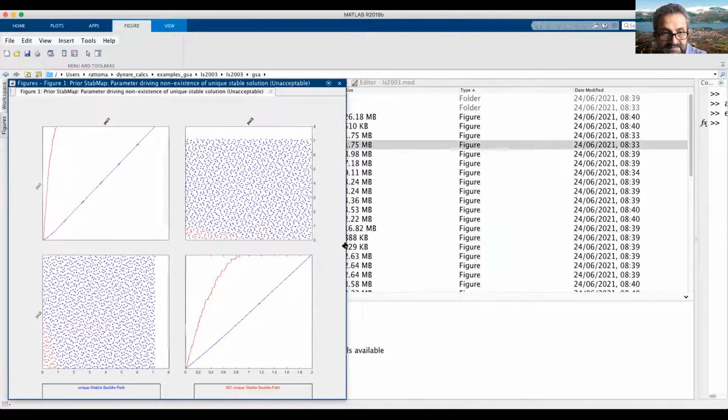So the generalized Taylor principle. You see that we have a unique solution if the sum of psi1 and psi3 is above this line. So essentially, psi1 plus psi3 bigger than 1 generalizes the Taylor principle for exchange rate targeting.